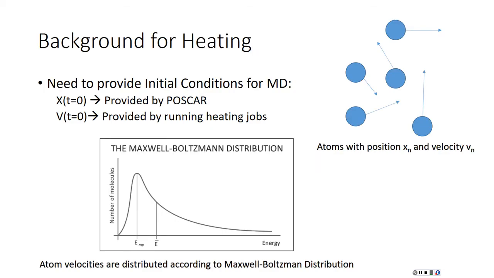So I guess here I'll be talking about how to run heating jobs and MD jobs, and then a couple of things you want to keep track of while you're running these jobs. So initially, just some background for heating: if you're going to do MD, you have to know the positions of your ions and initial velocities. So that's basically what the heating job does. It just provides velocities to all your ions constrained to the Maxwell-Boltzmann distribution.